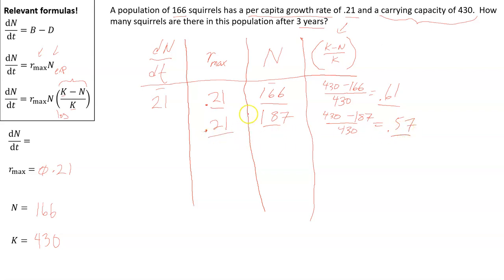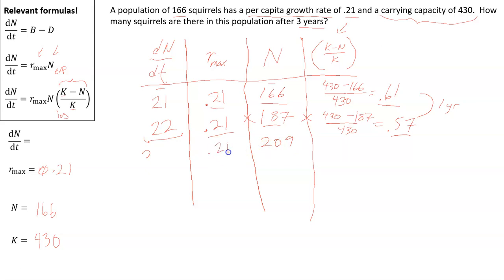All right, so we've got to multiply R max times N times K minus N over K, and that's going to give us our dN/dt over here. Okay, so go ahead and do that. 0.57 times 0.21 times 187 is going to give us about 22. About 22, right? So if we take 22 and we add that to 187, that's going to give us next year's population size. So after 1 year, this is our population size. After 2 years, 187 plus 22 is going to give us 209 individuals.